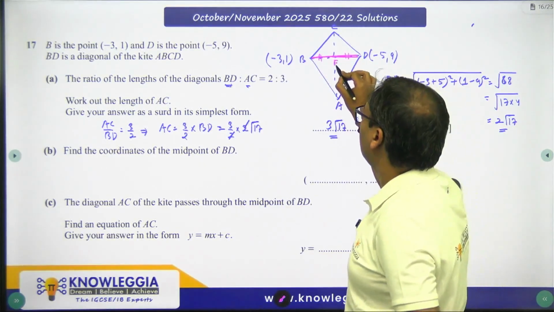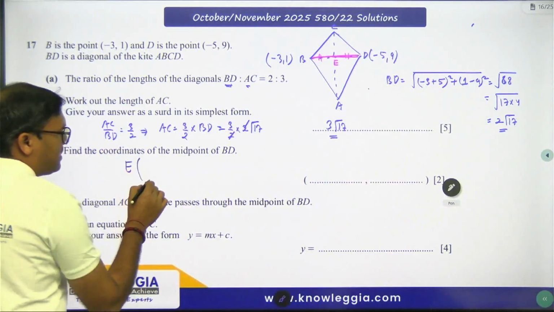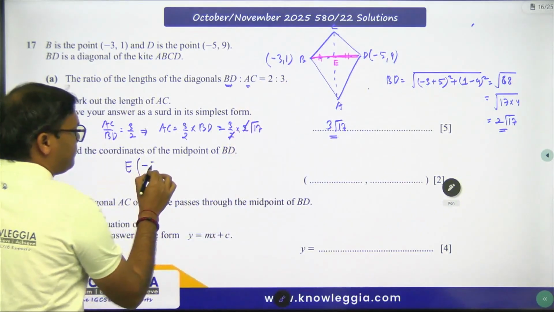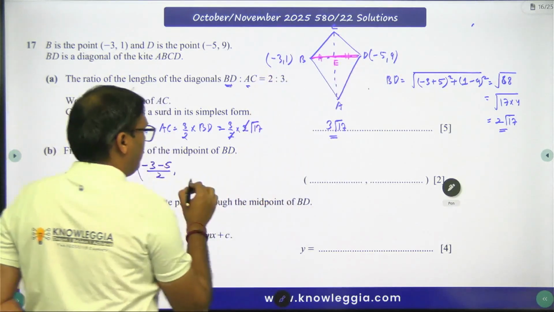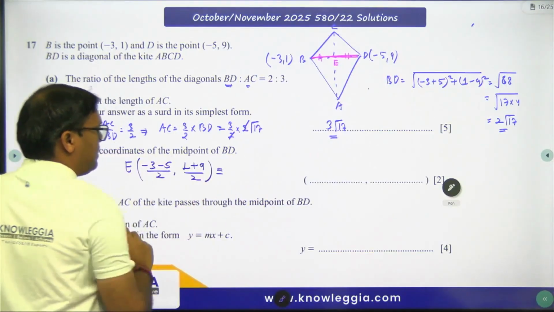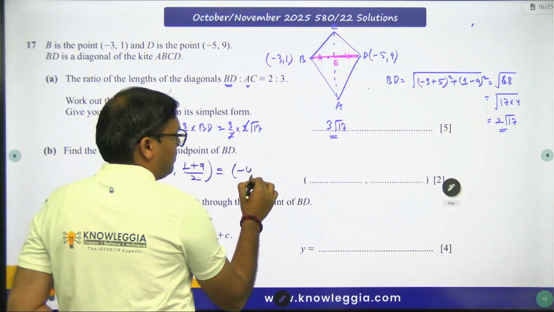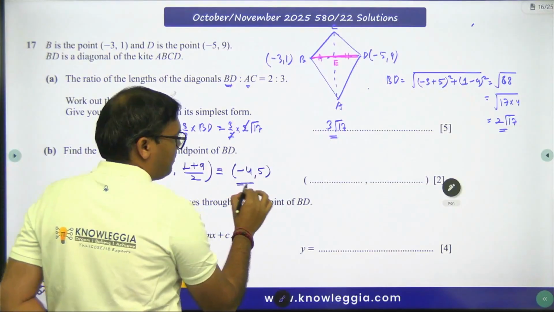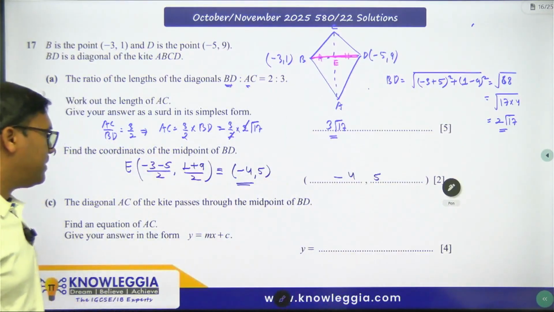Let's say this point is E. The coordinate of the midpoint will be (x1 plus x2) by 2 and (y1 plus y2) by 2. So this is (minus 5 minus 3) divided by 2, and (9 plus 1) by 2. Minus 8 divided by 2 is equal to minus 4, and 9 plus 1 is 10, divided by 2, which is equal to 5. So what is the coordinate? Minus 4 comma 5. So let's see the next question.